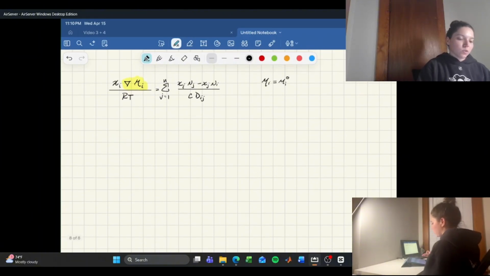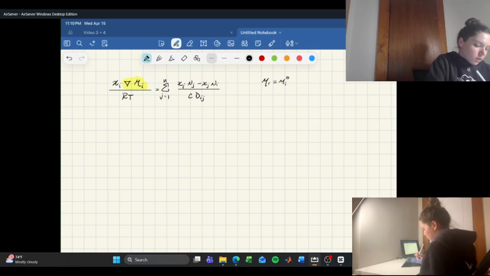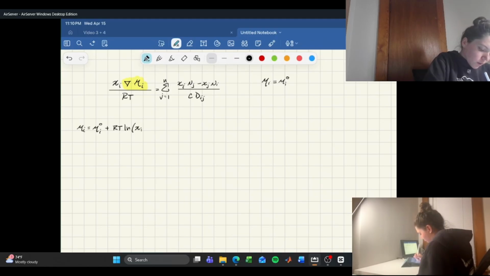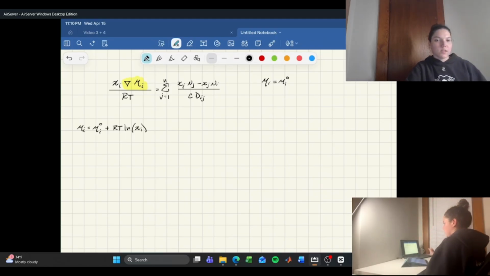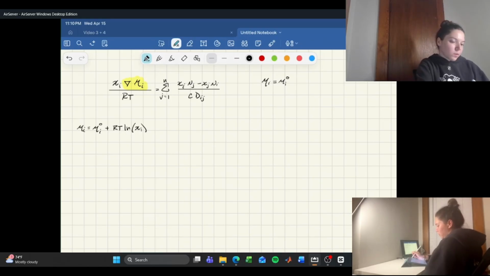And then normally these two are not equal, so we have to be able to account for that difference. For this, we're going to have that the chemical potential of species i is equal to the chemical potential of species i at standard state, plus, since this is an ideal gas, the ideal gas constant times temperature times the natural log of the mole fraction of species i. And this, like I said, just accounts for the difference that's normally between these two terms.